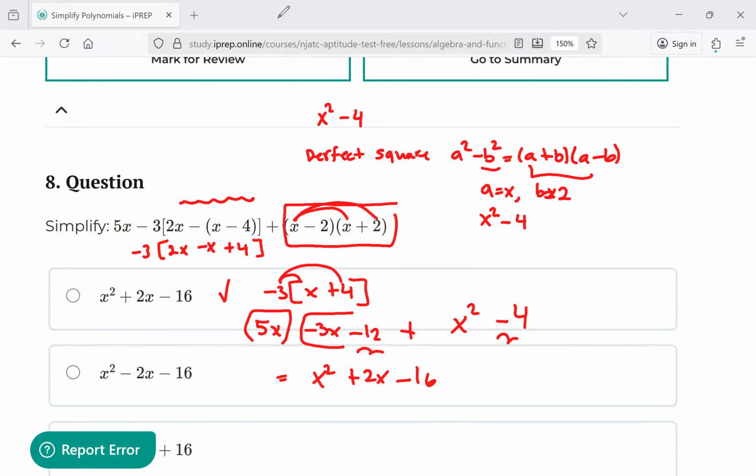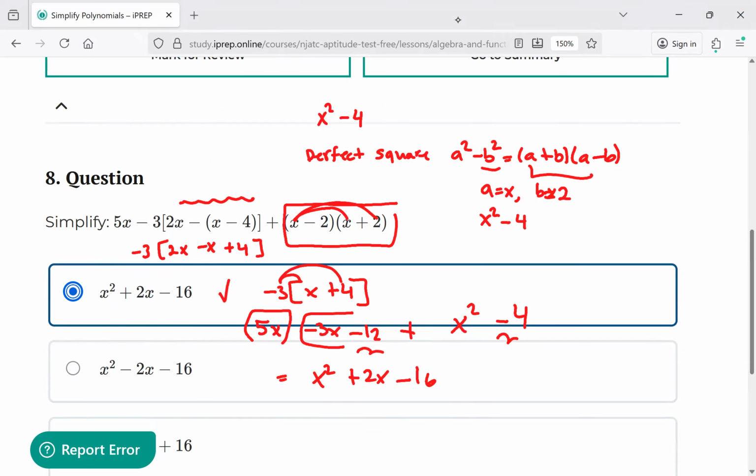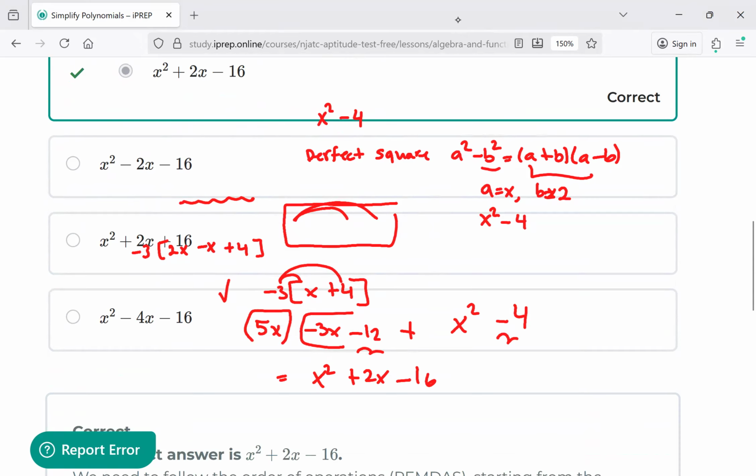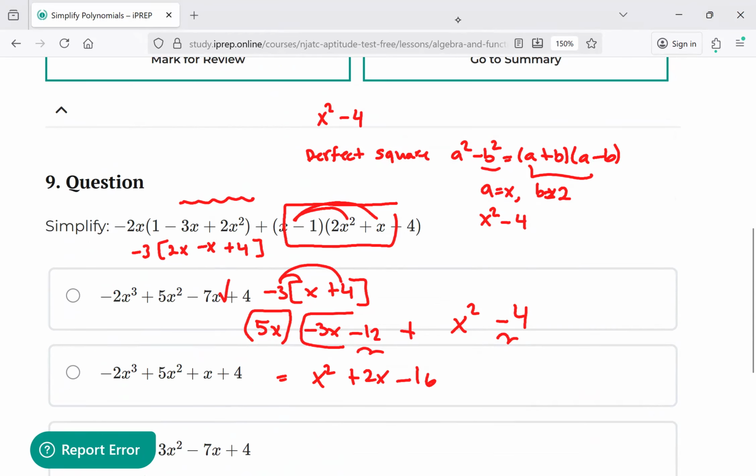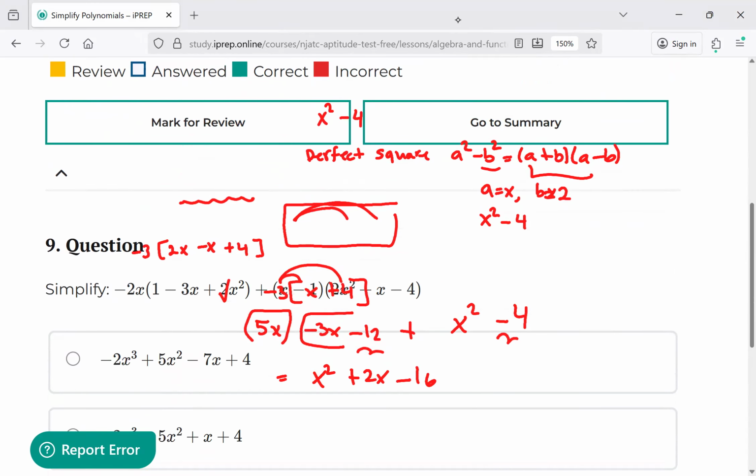Yep, that one. Correct. Correct. Okay, good. How much?